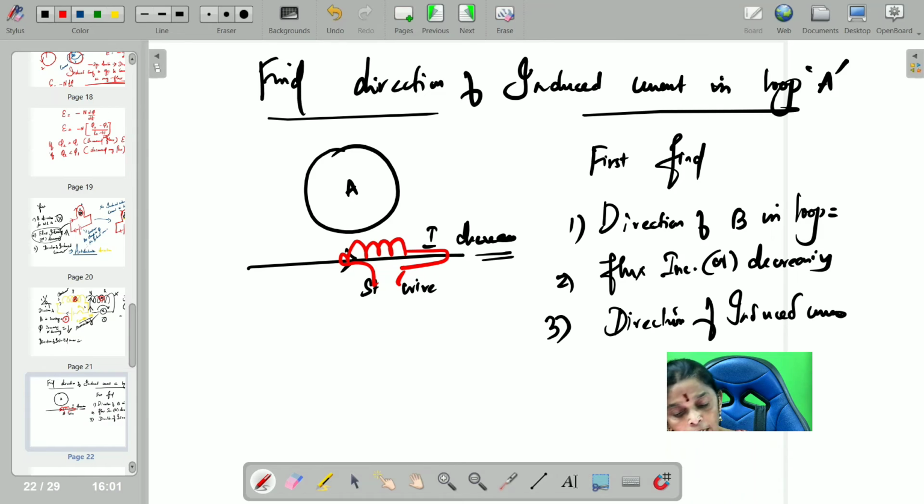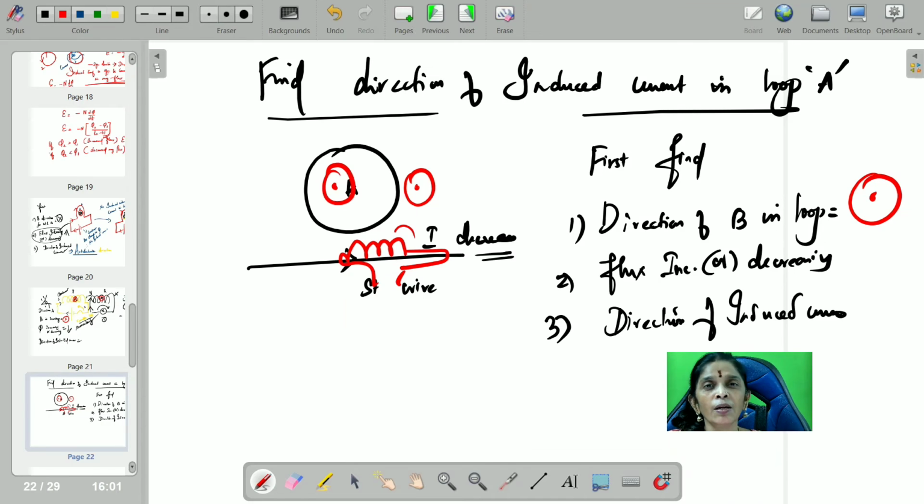So above the wire, how is that magnetic field? Look at that. Is it coming outwards? Is it coming outside the board? The board is here, it is coming outside the board. So therefore, you can say outwards. The magnetic field is outwards.